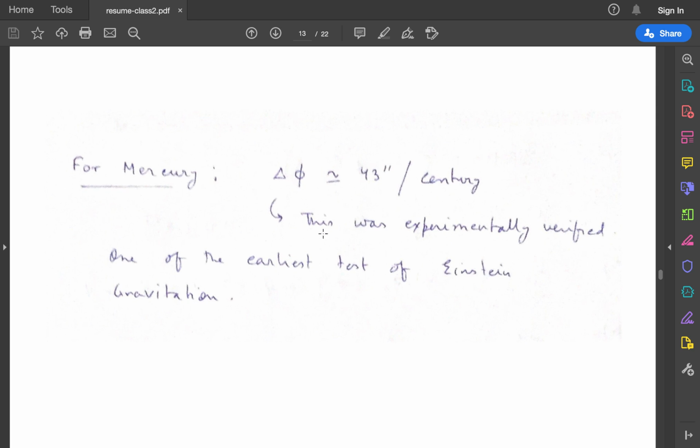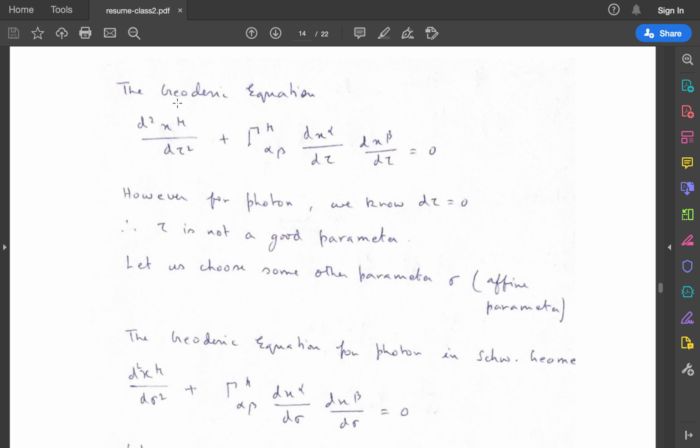One of the tests for GR, and for Mercury delta phi was measured to be 43 seconds per every century. This was experimentally verified. Let us now see how the geodesic equation for photon, or for light, looks, or what happens for light, photons, in GR.